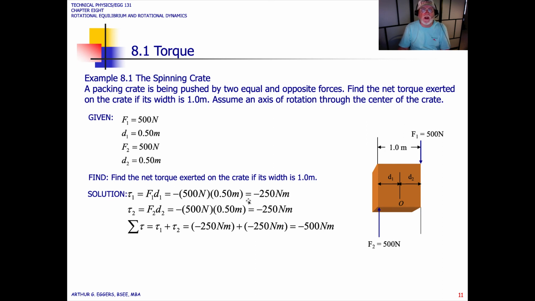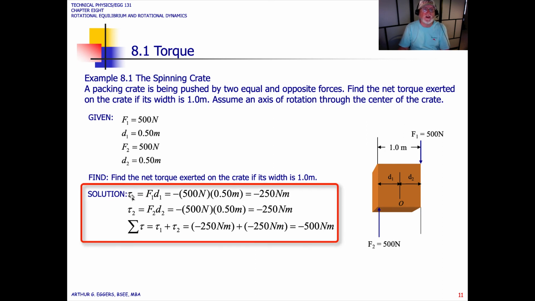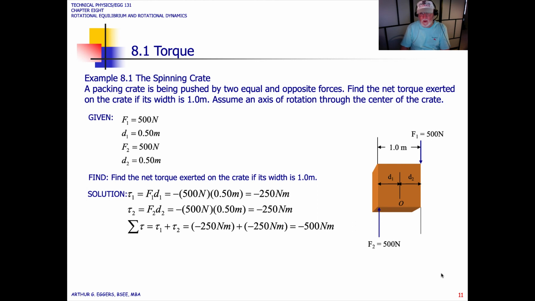So if we sum all of our torques here, tau 1 and tau 2, force 1 times distance 1, force 2 times distance 2, we end up with minus 250 Newton meters each in this case. And when we sum them, we get minus 500 Newton meters.